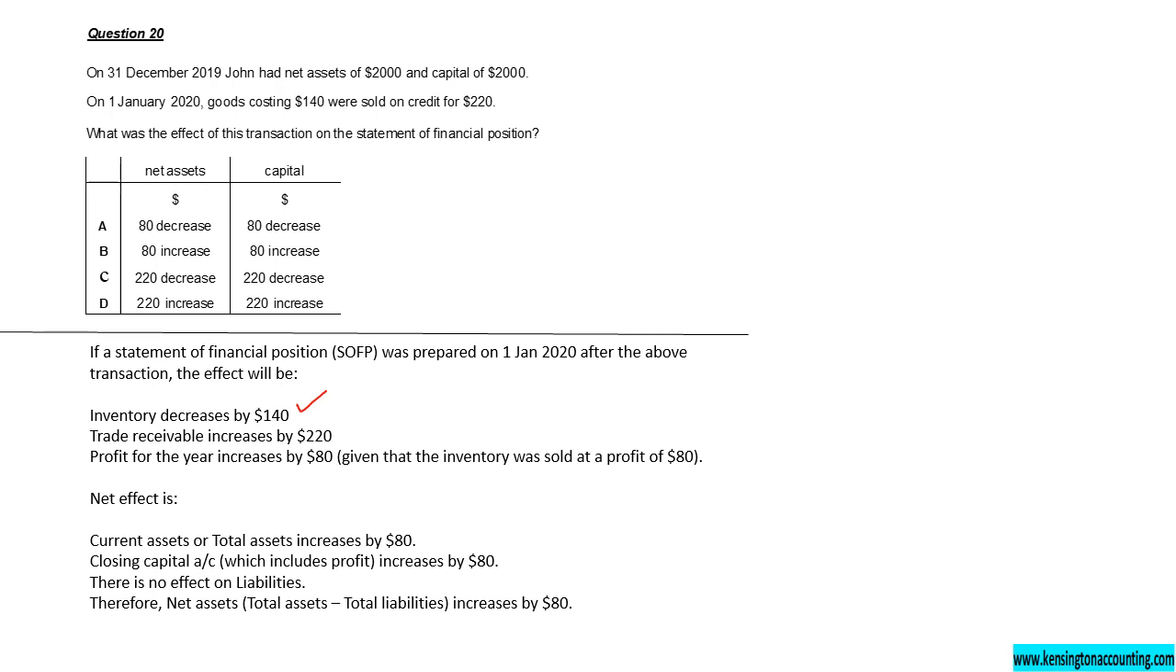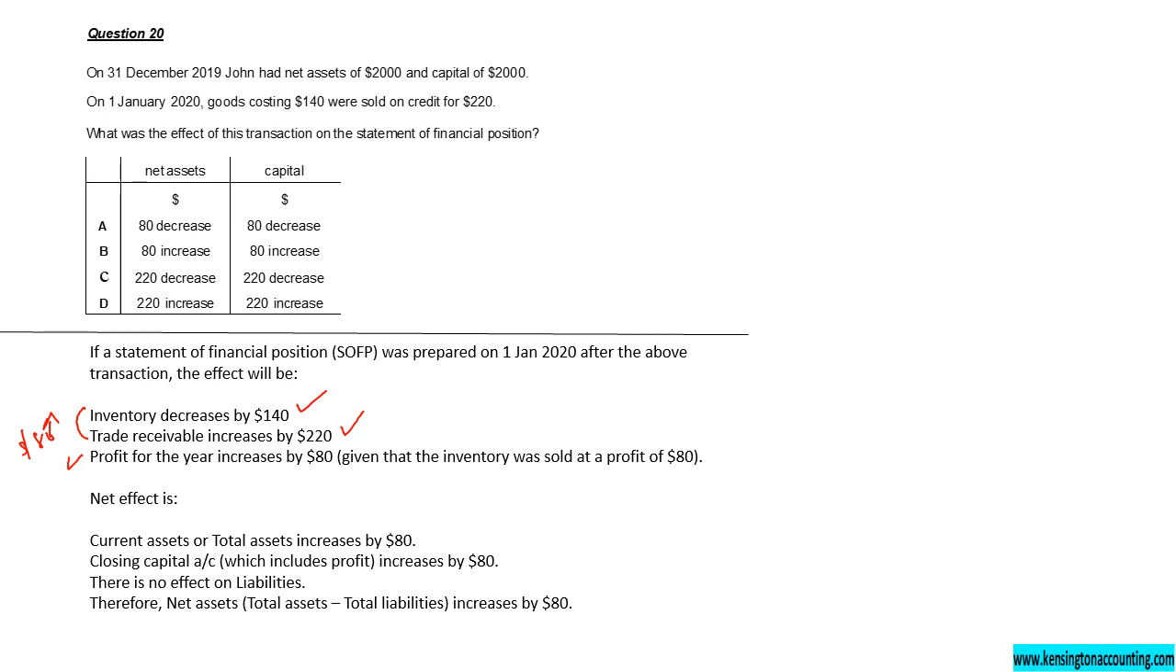The second effect is because it is sold on credit. Therefore the trade receivables will go up by 220. In other words, the current assets go up by 80. Now, because the business has made a profit, the cost of the goods was 140 and the sale was 220, the gross profit and the profit will go up by 80. So these are the effects: the current assets go up by 80 and the profit goes up by 80.